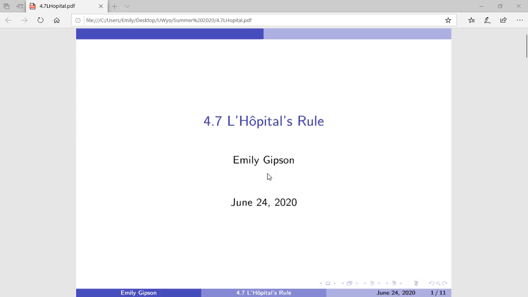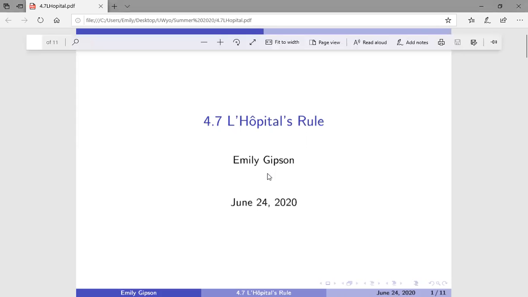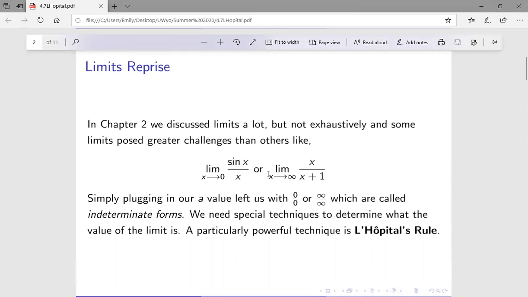We're going to come back and visit our idea of finding limits. In chapter 2, we discussed limits a lot. In fact, nearly the only thing we did in chapter 2 was limits, but not exhaustively. We didn't beat a dead horse. And some limits pose greater challenges than others, like the limit as x approaches 0 of sine of x over x, or the limit as x approaches infinity of x over x plus 1.